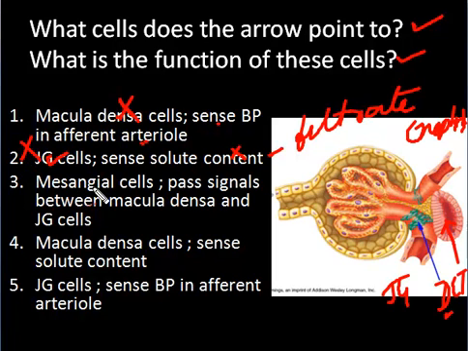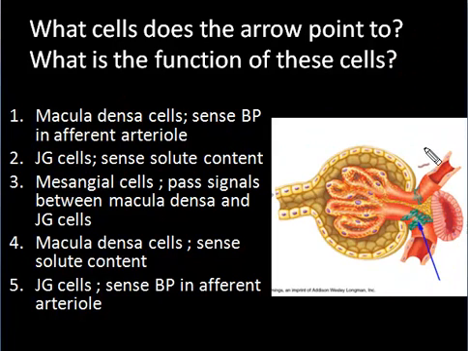Let's look at the third choice, which says mesangial cells. These mesangial cells are cells which are present here, in between the arterioles and the distal convoluted tubule. So these are the cells. Hence, as we can see here, these are not the cells that the arrow is pointing to, and the function of these mesangial cells is indeed to pass signals between macula densa and JG cells.